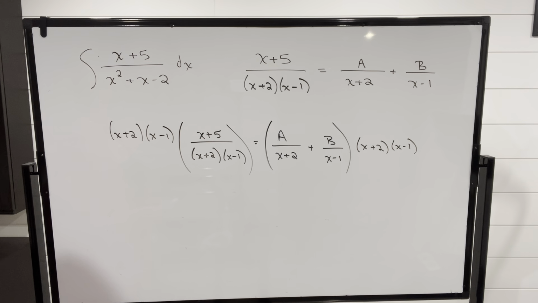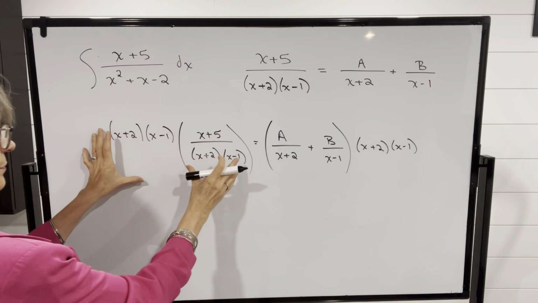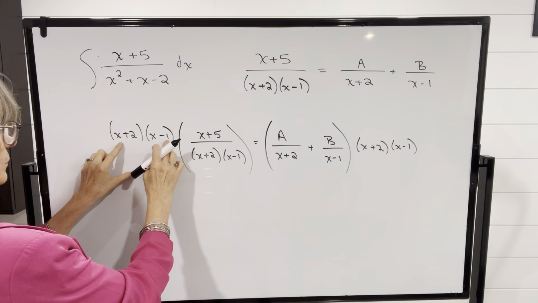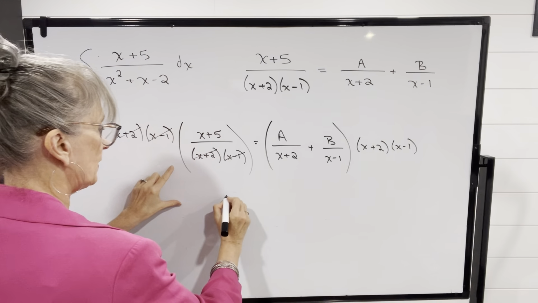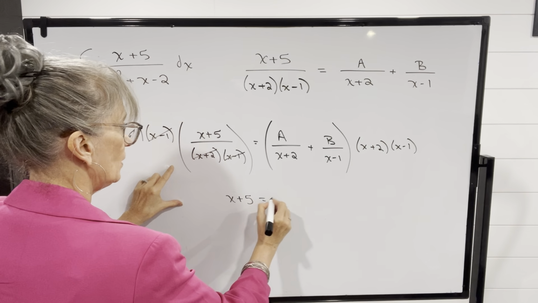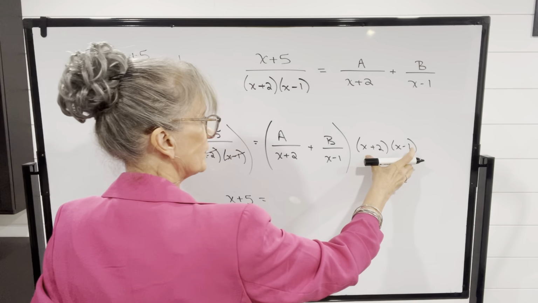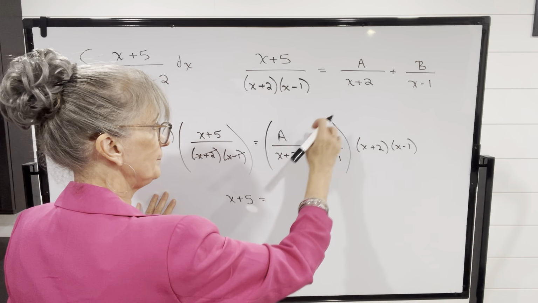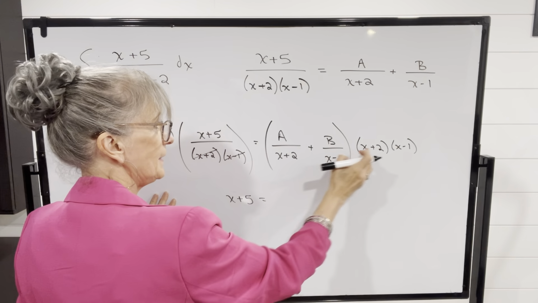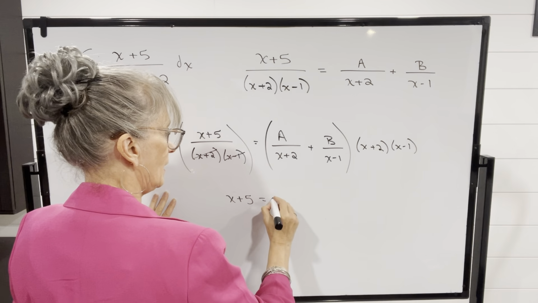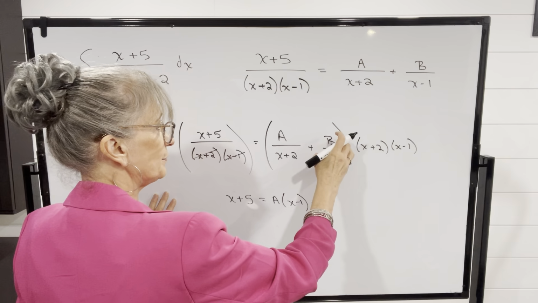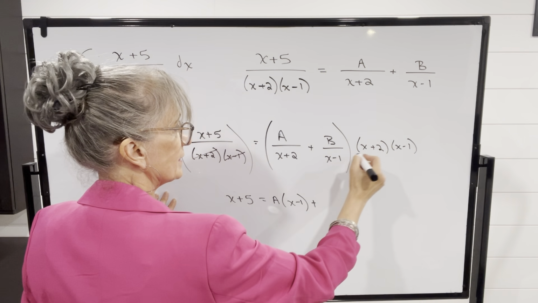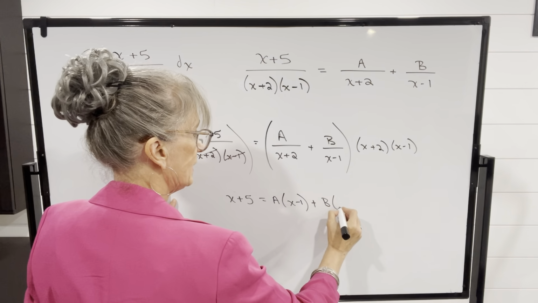I'm going to do that the long way so that I don't lose anybody. So when I multiply this side by that lowest common denominator, both of these factors will cancel and I'll just be left with x plus 5. When I multiply the right-hand side by my lowest common denominator, I have to multiply each term. When I multiply this term, the x plus 2 factor will cancel. I'm going to be left with a times x minus 1. When I multiply this term by it, the x minus 1 factor will cancel. I'll be left with b times x plus 2.